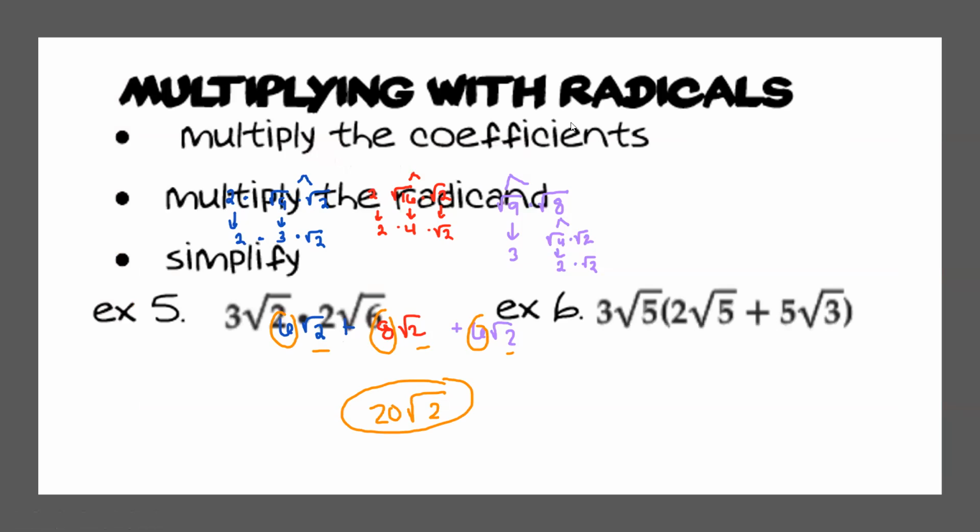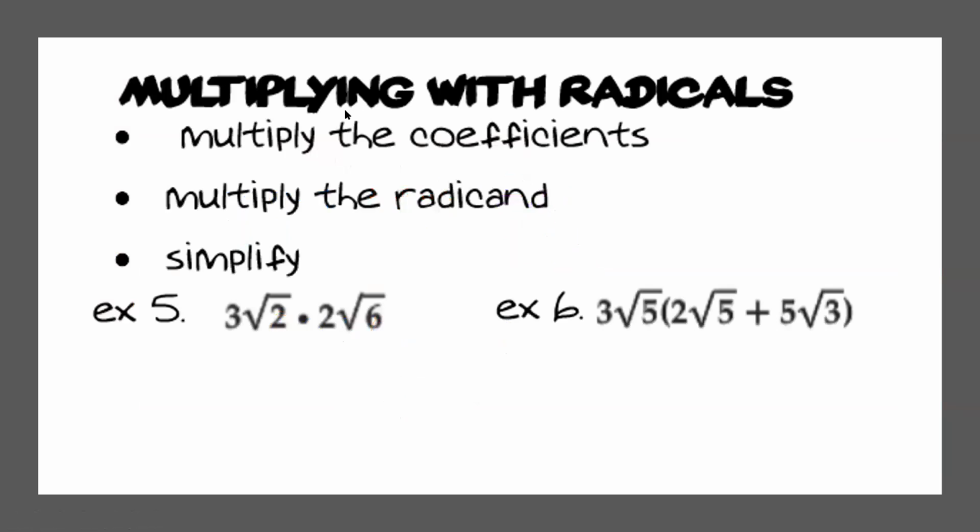All right, so what about multiplying? Multiplying is super duper easy. You multiply your coefficients and then you multiply the radicands. So you basically are going to multiply the 2 numbers in front. So 3 times 2 is 6. And then here we're going to actually deal with the radicand. We're going to multiply 2 times 6. So 6 on the square root of 12.